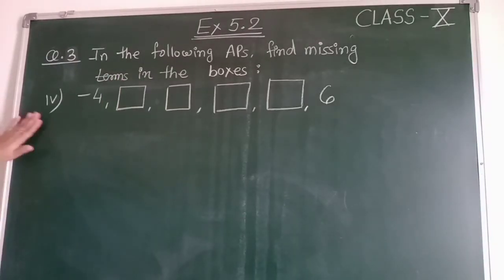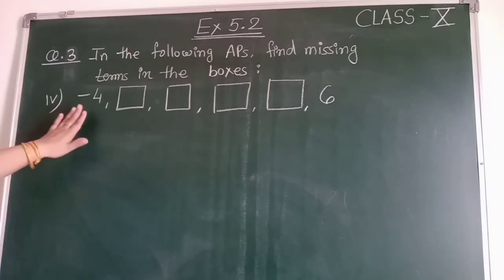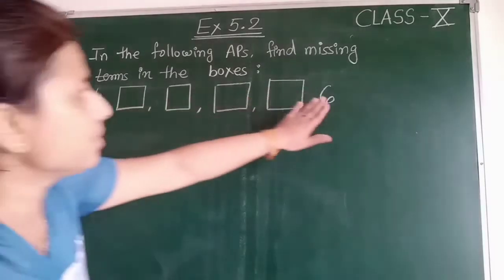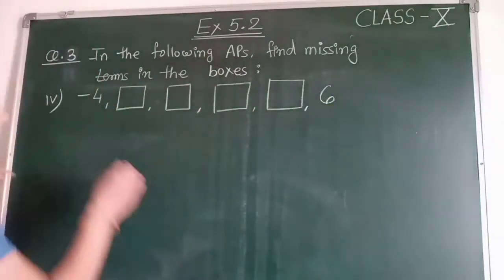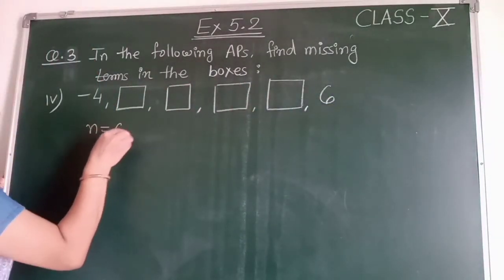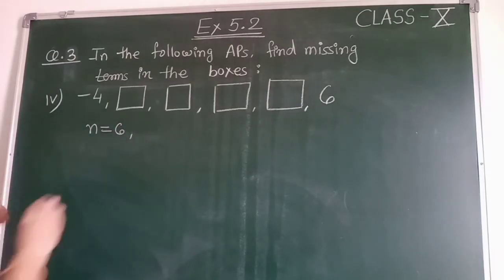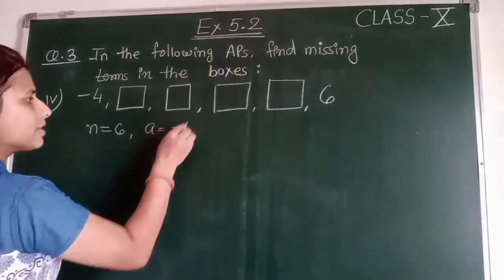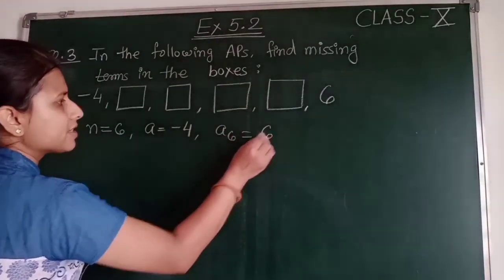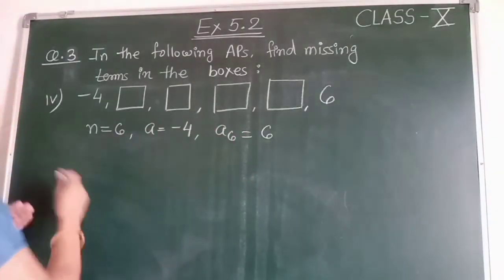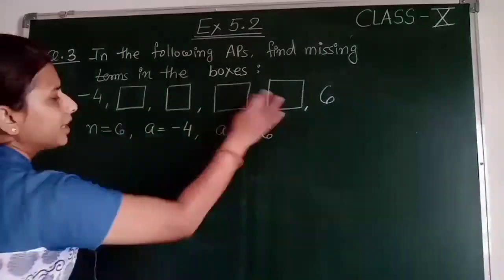Yes, students, the fourth part is: the first term is given here, minus 4, and the last term is given here, 6. 1, 2, 3, 4, 5, 6. It means there are 6 terms in this question. First term is -4 and last term is 6. With the help of these values, we will find the second, third, fourth and fifth term.